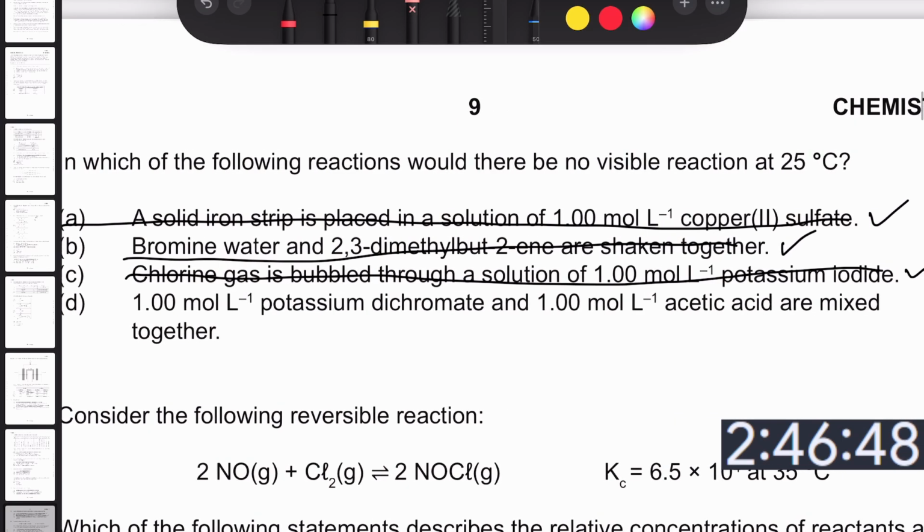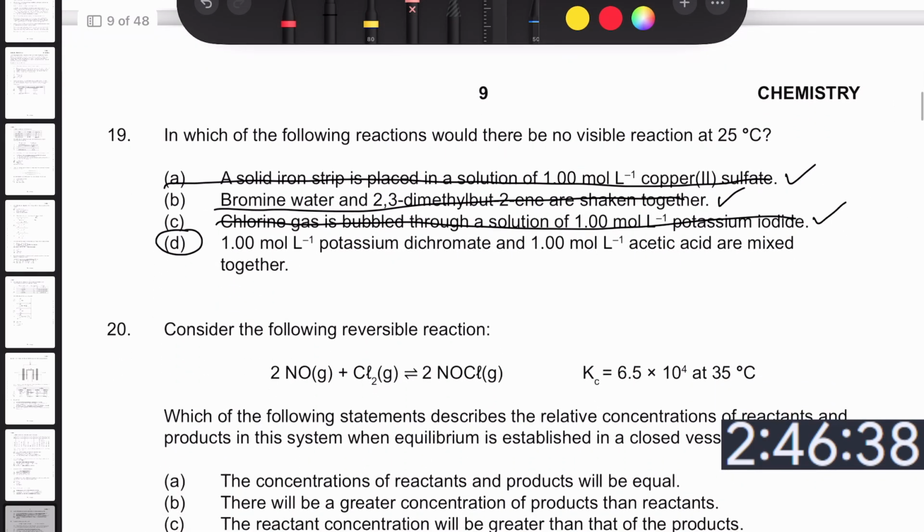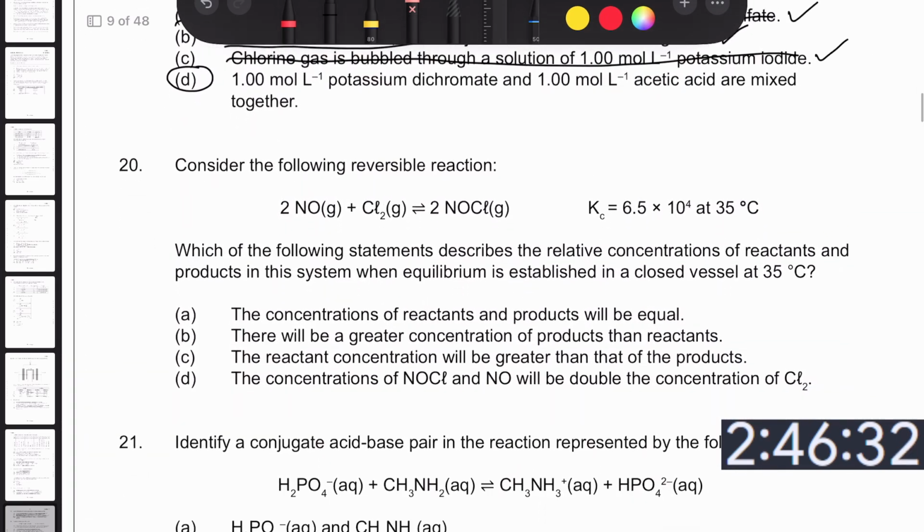Potassium dichromate and acetic acid. Yeah, it'll be this one, because the acetic acid is already the most oxidized it can be. So it's not going to oxidize further, so the potassium dichromate is going to stay as the certain color.